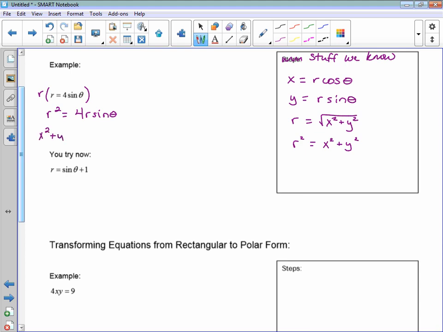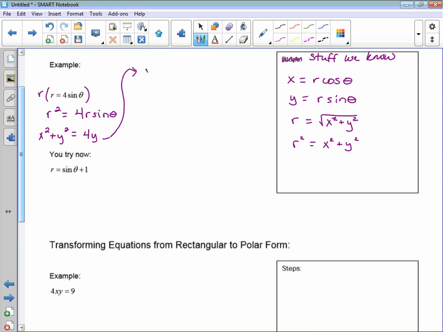Realize the point of what we're doing here is to get rid of the r's and the thetas and end up with x's and y's, okay? And so it's going to equal what on this side? 4y. Okay. Technically, yes, you have converted that to rectangular because there's no longer an r or a theta involved. We're going to do a little more with this.